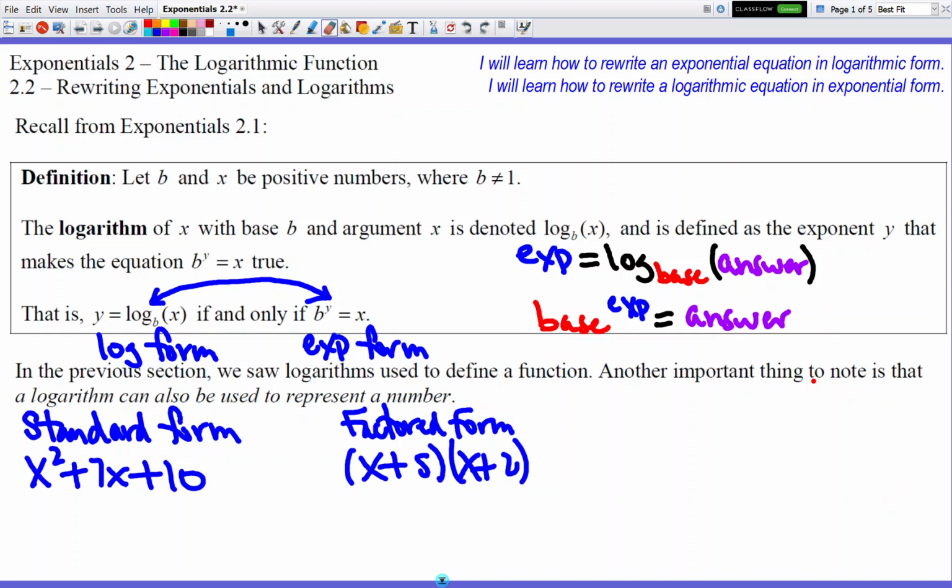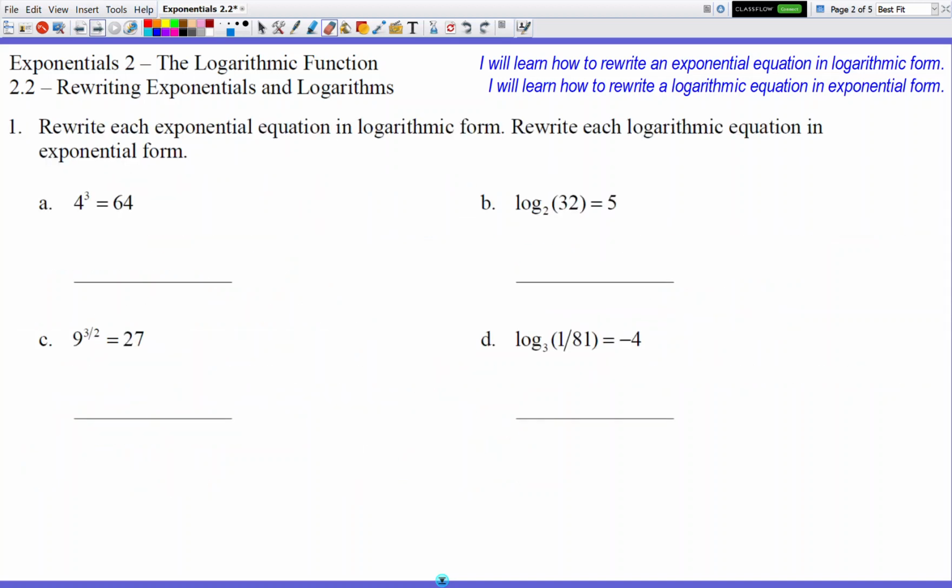Okay, let's go straight to one of our problems. The best way to get to know the forms is to learn the names of all these numbers. When I say names, I don't mean 4 and 3 and 64. I'm talking about what the location that the 4 is in is called, what the location of the 3 is called, and what the location of 64 is called. This 4 is called base, this 3 is called exponent, and this 64 is called answer.